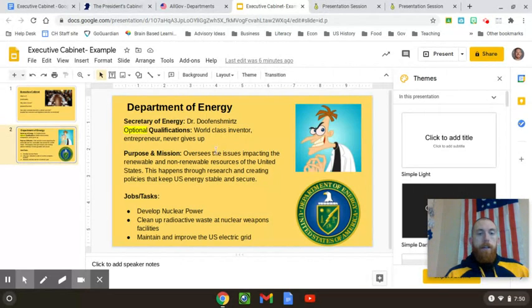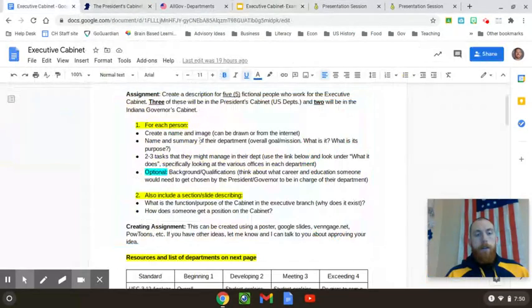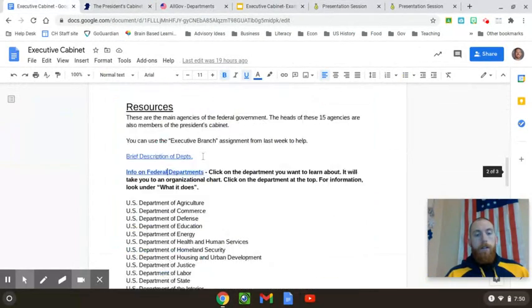So the goal of the Department of Energy is to oversee the issues impacting the renewable and non-renewable resources of the United States, and then doing this through research and creating policies that keep U.S. energy stable and secure. And then some of the things that he might be in charge of doing are developing nuclear power, cleaning up radioactive waste, and maintaining and improving the U.S. electric grid. And the way I found this information, so down here below, there are some resources for you.